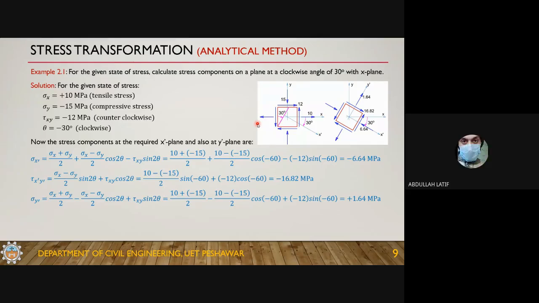Yes, clear. In a different direction, the values of the stresses are changed, and this is the transformation. Not transformation from one point to the other point, as I've already told you. This is transformation from one orientation to the other orientation. Okay? Yes, sir. Thank you.